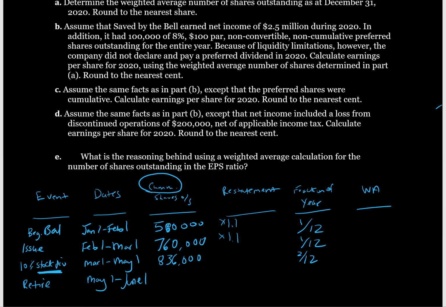So again, because this column is cumulative, we're going to take 836. We're going to subtract 200,000. So that's going to give us 636,000. And again, this is 1 over 12. Okay, so we got that one.